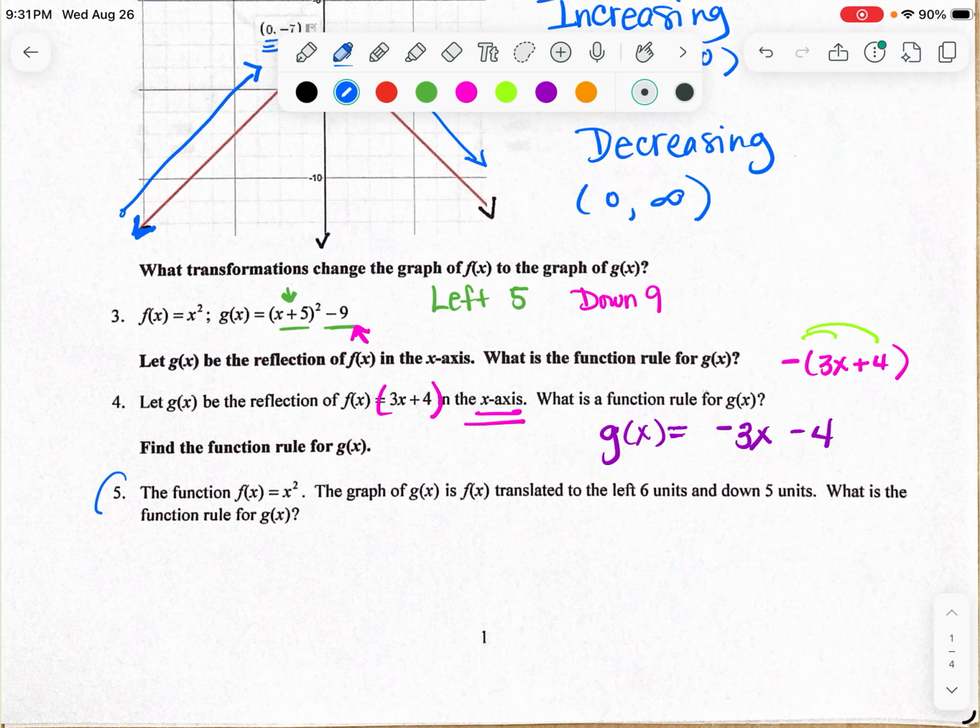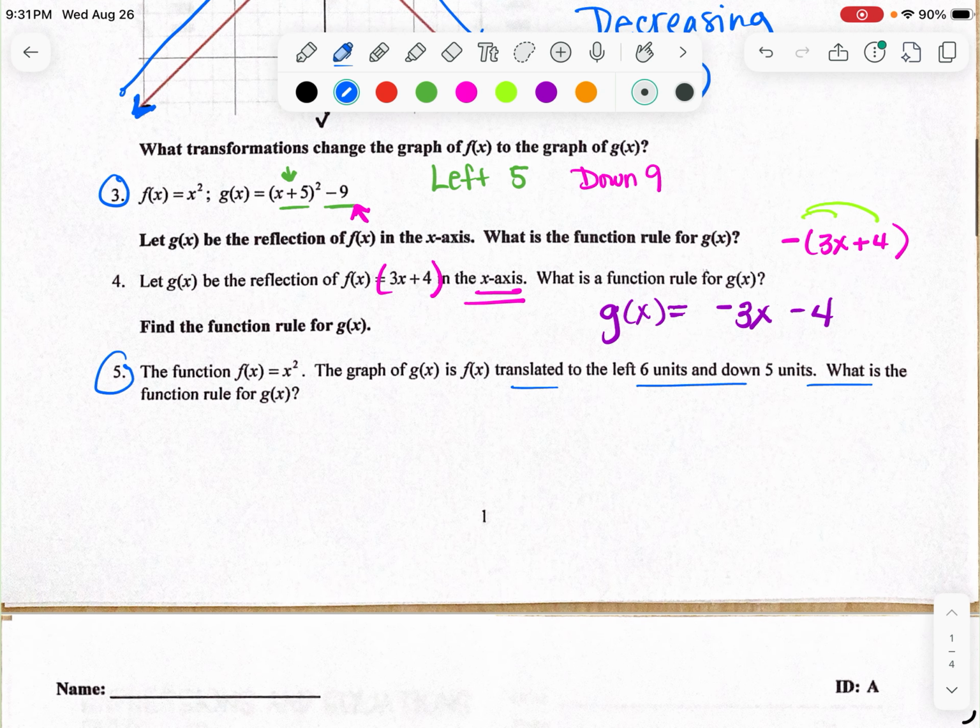5 and 3 are opposites of each other. This time they're telling me the translation and I have to write the function rule. And again, it is a quadratic. So the function rule, g of x would equal, inside the parentheses, left 6, I know I'm going to use a plus sign. So x plus 6 squared because it's a quadratic. And then down 5, so that's going to be minus 5.